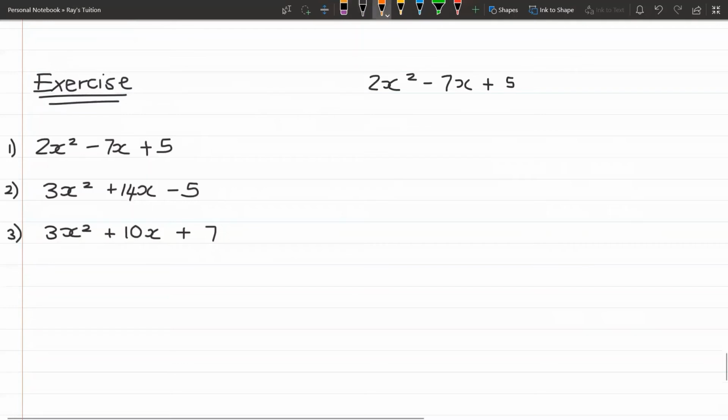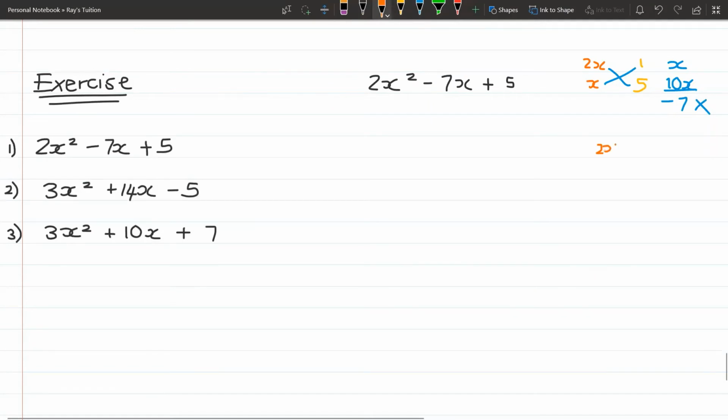So the first thing is we're going to want to put the factors of the first term, which is 2x and x. Then we want to put the factors of the last term, which is 5, which is 1 and 5. Our next step is to cross multiply. So this here is x, 2 times 5 is 10x. And can we get a minus 7? No. So these aren't the factors.